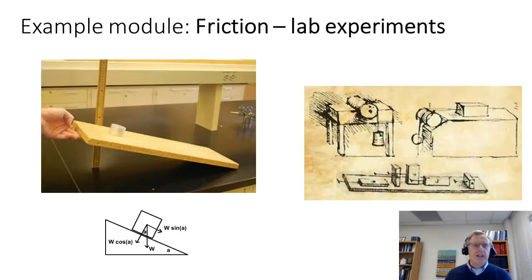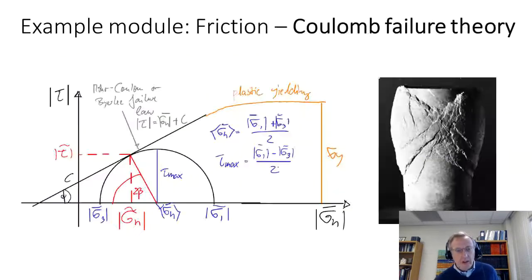You can imagine here this individual on the left is lifting up a board. Ultimately, the board will reach a critical angle, and that weight will start to slide downhill. We can do a simple force balance and demonstrate what we call the friction law, and then we can start to upscale. For example, we can start to talk about Coulomb failure through a Mohr's circle diagram and think about at what stress state a rock will fail and the orientation of those failure planes.